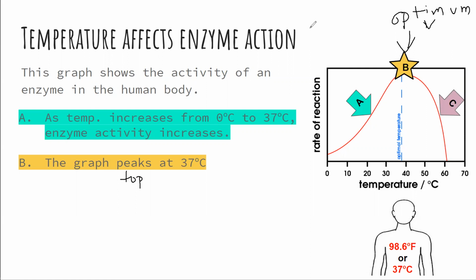So where the graph is highest, where the line is highest, that's where the optimum is, where the line is highest on a graph. So that's the best temperature that this particular enzyme in the human body is working.